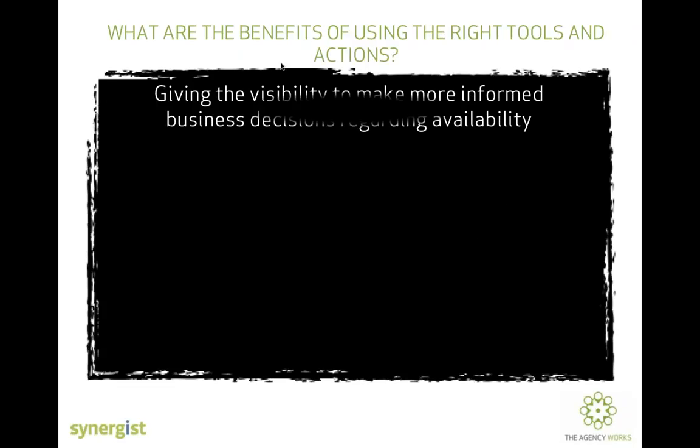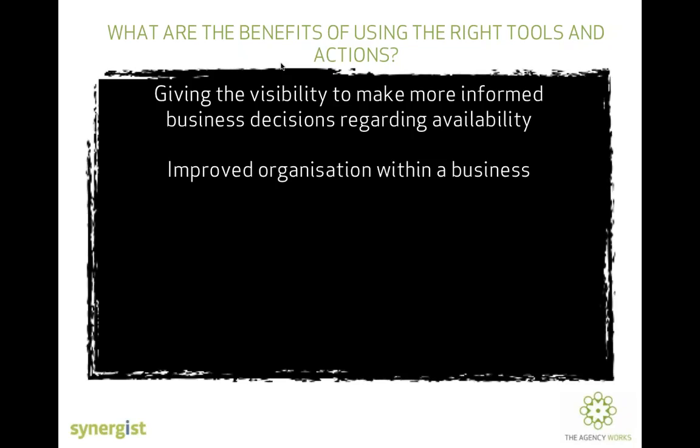Okay, so what are the benefits of using the right tools and actions? This will give the visibility to make more informed business decisions regarding availability. Again, something that I mentioned before. So you can then have those plans. You can go to your clients and tell them when you've got availability. If you've not got the availability, you can make prior plans. So you can say, right, we need to get a freelancer in because I know, based on all of the estimates that we've got in the system, based on all of the live jobs, we haven't got the resource to carry that out. Okay, improved organisation within the business, obviously.